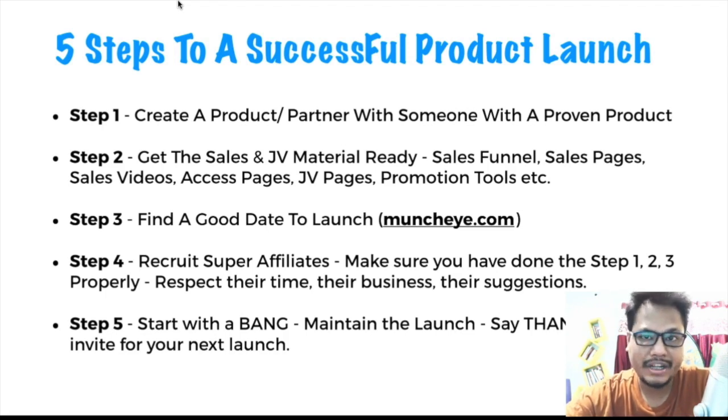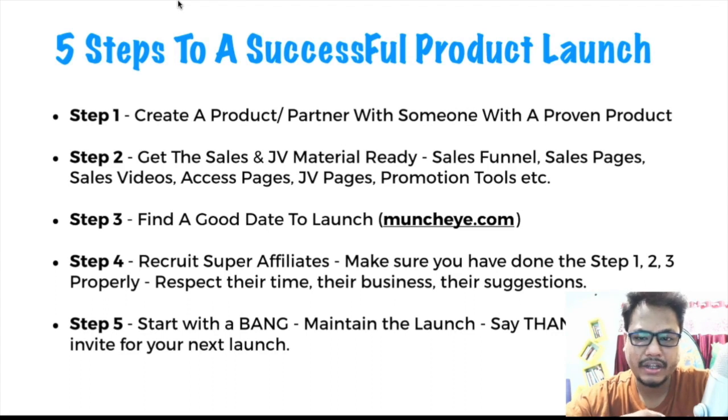Sales pages is all the pages that you need to sell your product, like sales pages, sales funnel, sales videos, access pages, the pages that people download your software from once they buy the software. Then you need to have JV materials, or we could say affiliate pages, JV pages, all the promotion tools they would need, like swipes, bonuses they can use for the promotions, the videos they can use for the promotions, the ads that they can use for the promotions.